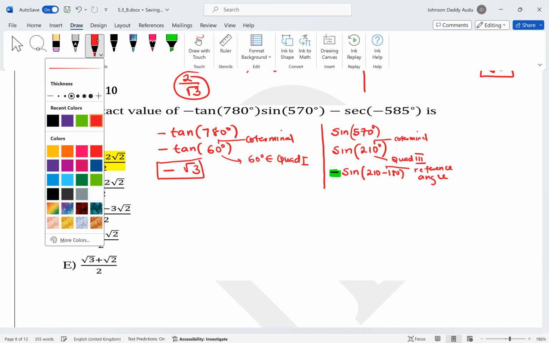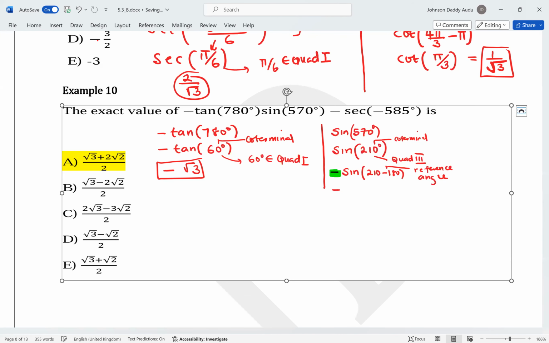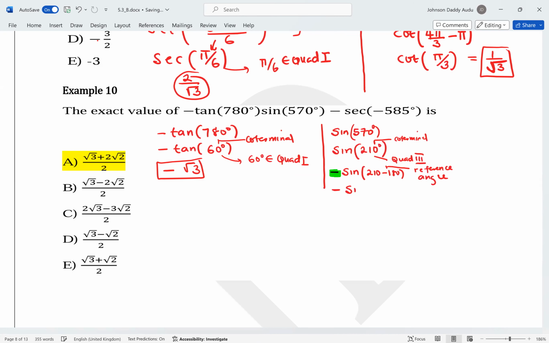Okay, so this will be what? This is minus sine of what? 210 minus 180 is just going to be 30 degrees. And now this is minus sine 30, which is half, right? But we have a minus. So this is what we have here.